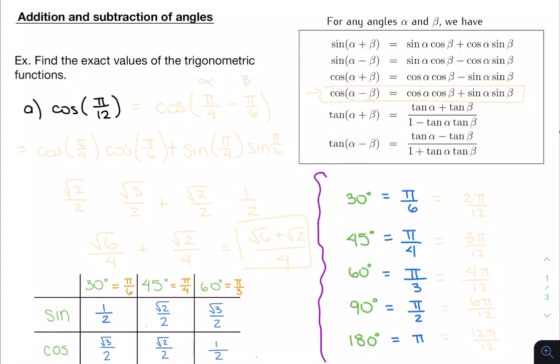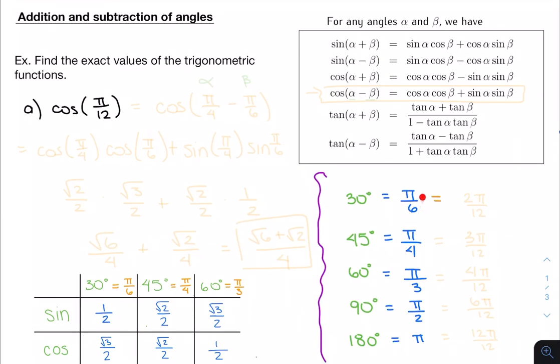In the example for cosine pi over 12, we notice that it's actually in radians instead of degrees. So one way that we can do this is by looking at our angles in radian form. We remember that 30 degrees is pi over 6, 45 degrees is pi over 4, 60 degrees is pi over 3, 90 degrees is pi over 2, and 180 degrees is pi. But our angle that we're looking at has a denominator of 12. So let's make them all have a denominator of 12. That way it can be a little easier for us to see.